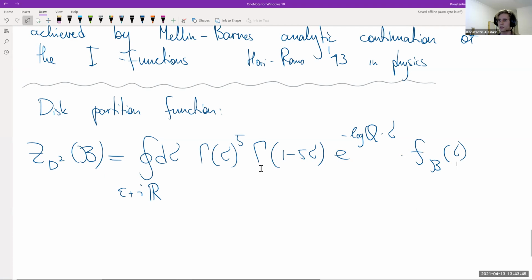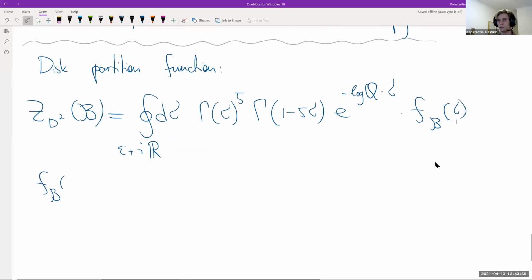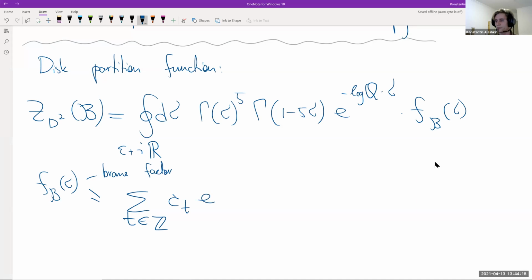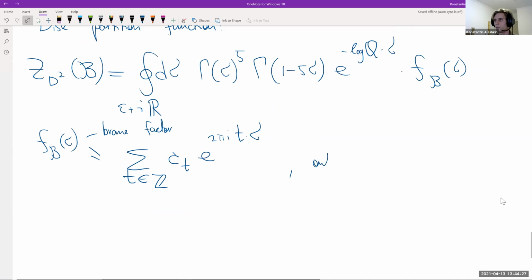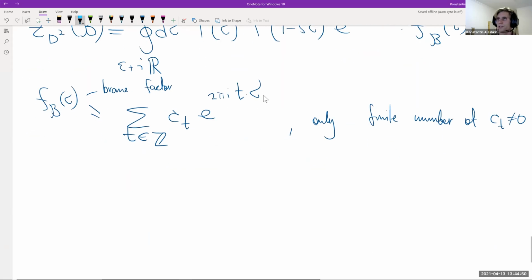So yeah, it's a contour integral where the integrand is a product of gamma functions. Then there is an exponential containing our Kähler variable q, and there is some factor f_B of sigma, so it's called the brane factor. And it has a trigonometric form, so it's a sum over t in Z of c_t exponential of 2 pi i t sigma, where only a finite number of c_t are non-zero. So one can think about this as some equivariant Chern character.